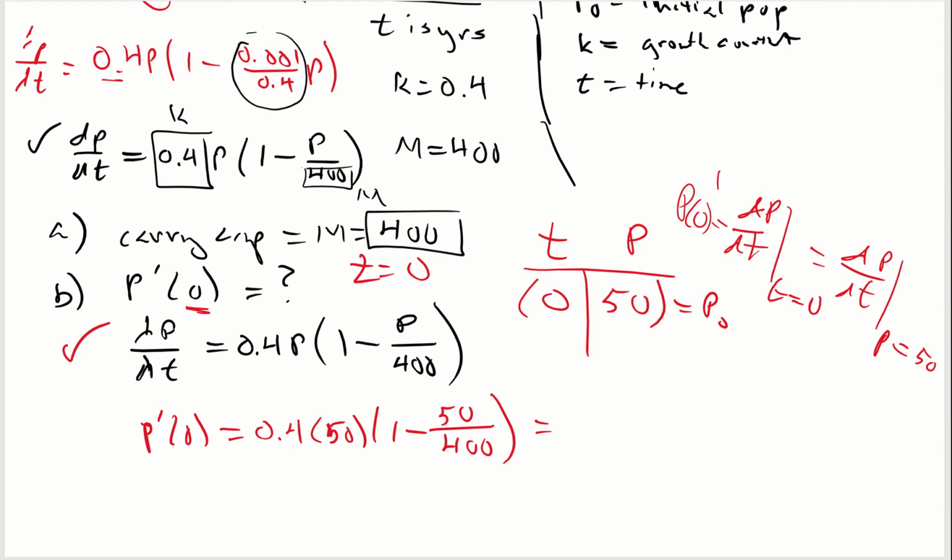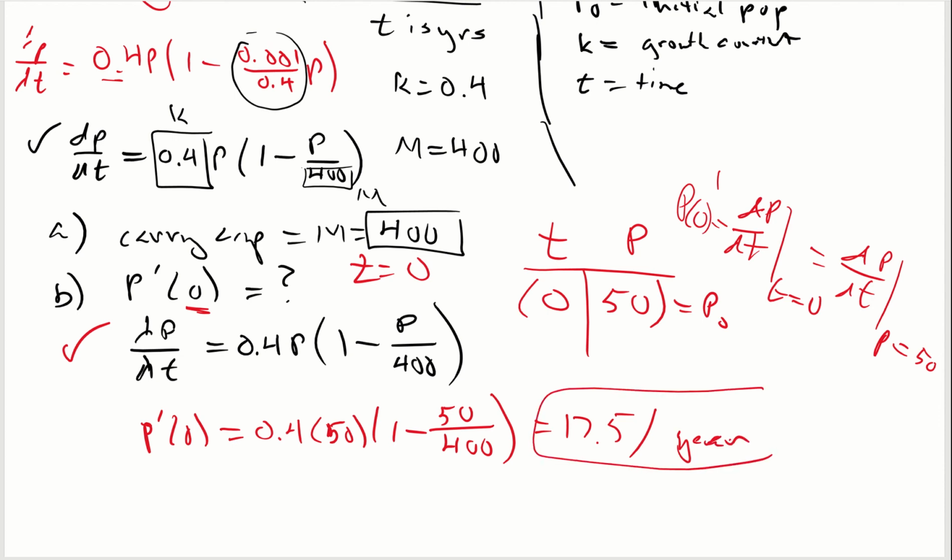We're plugging in 50. And when you plug that number in, I got 17.5. I don't have any units on this, so it's increasing at a rate of 17.5 per unit time. Per year, you could say. Whatever they are. So that's the second answer.